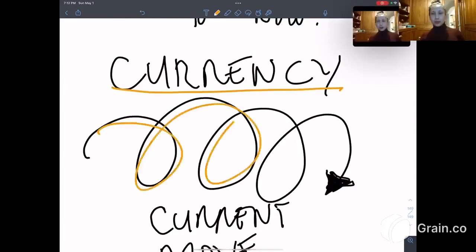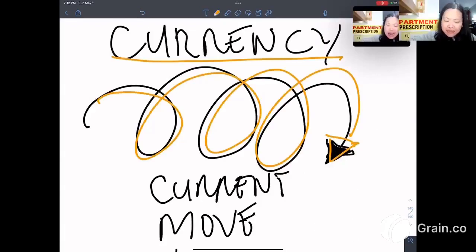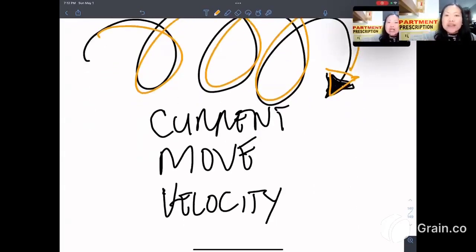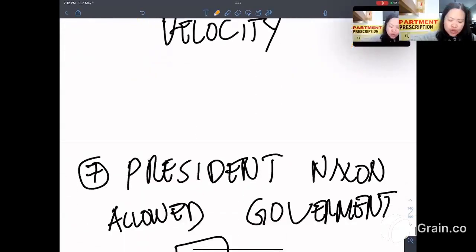So currency means it needs to move. It needs to travel. So what is the velocity of your money? How hard and how fast is your money working for you?